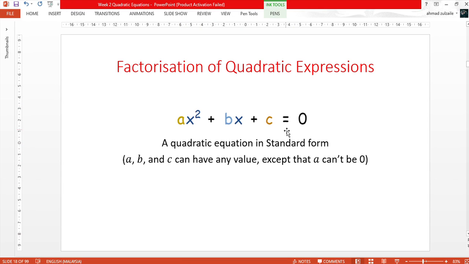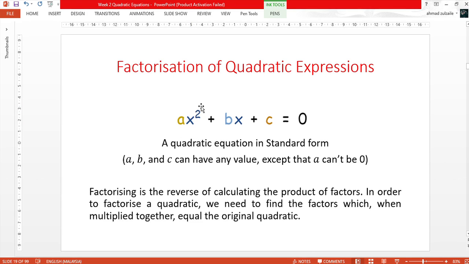A quadratic equation in the standard form is ax squared plus bx plus c equal to 0, where a, b, and c can be any real number, except that a cannot be 0, because if 0 is multiplied with x squared, your equation will eliminate the x squared, so it is no longer a quadratic equation. Factorizing is the reverse of calculating the product of factors. In order to factorize a quadratic, we need to find factors which, when multiplied together, equal the original quadratic equation.